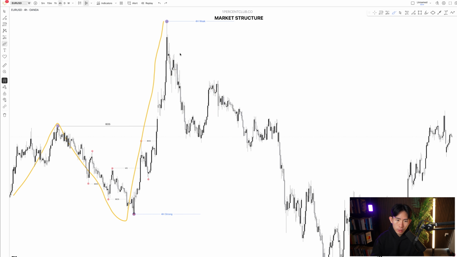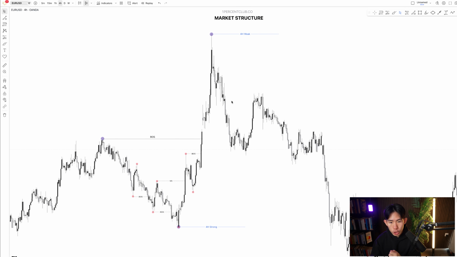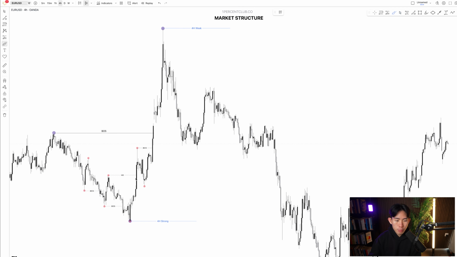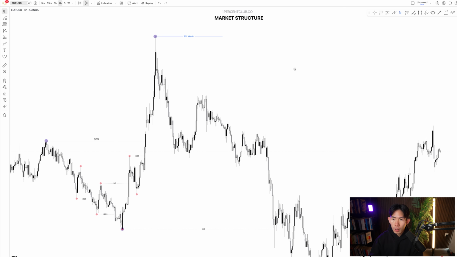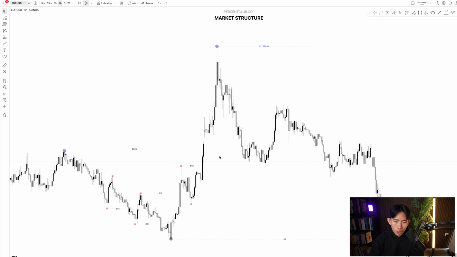In this case, another thing I want to point out is that the internal structure starts shifting before the swing structure starts shifting. In this particular example, price came down to take this 4-hour swing low right here, giving us a market shift. But before this market shift happened, we actually got an internal market shift right here. Because if you look at the internal structure, by definition, it's everything in between the swing lows and the swing highs. You will see that we actually got a market shift right here.